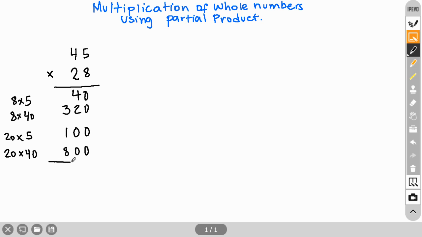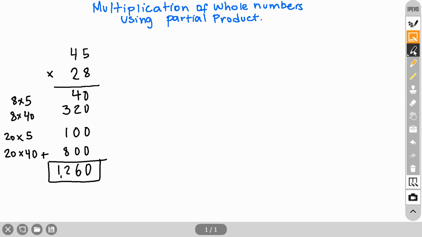Now I'm ready to add these numbers. Remember, if I had done the box, I would have had 2 numbers on one side, the 40 and the 5, and 2 numbers at the top, 20 and the 8. And I would have 4 teeny tiny boxes to put my answers. Well, these 4 numbers here would have been those answers. So it's the same thing. Here it's all zeros. 4 plus 2 is 6. 3 plus 1 is 4. 4 plus 8 is 12. So it's 1,260.